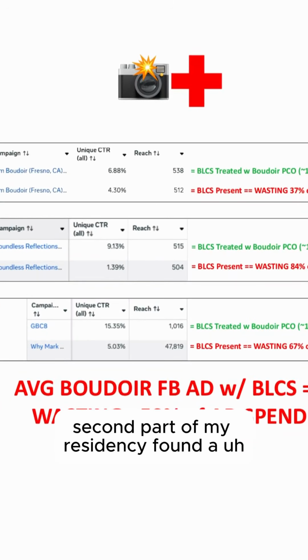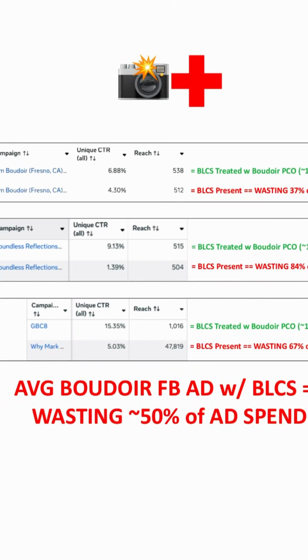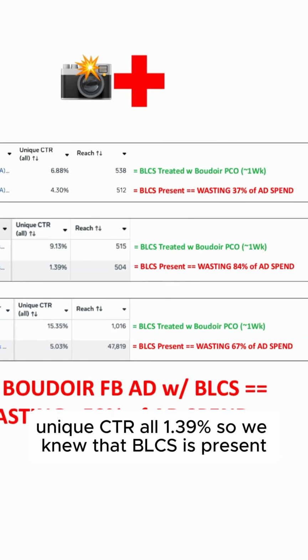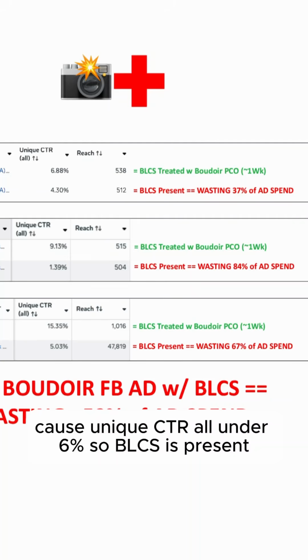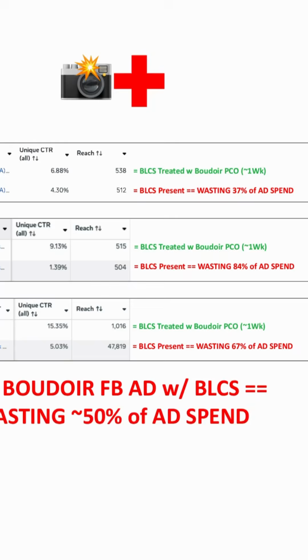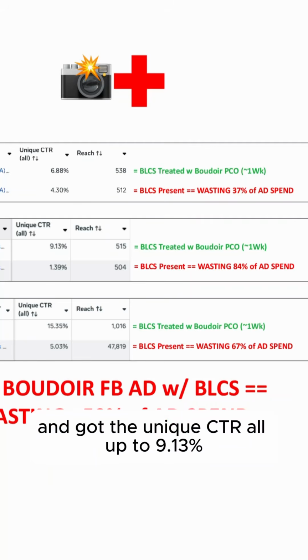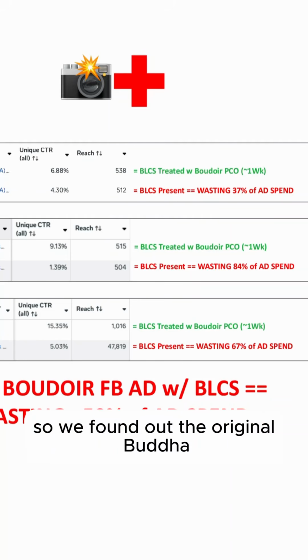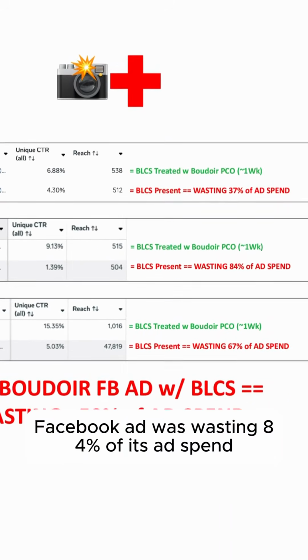All right, second part of my residency, found a Boudoir Facebook ad at unique CTR all 1.39%. So we knew that BLCS is present because unique CTR all is under 6%. So we duplicated it, treated it with Boudoir Pico, took about a week, and got the unique CTR all up to 9.13%. So insanely good, much better. We found out the original Boudoir Facebook ad was wasting 84% of its ad spend.